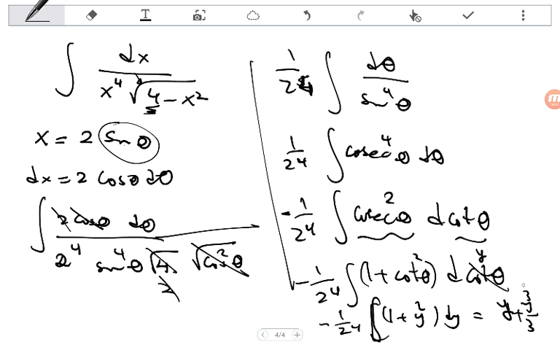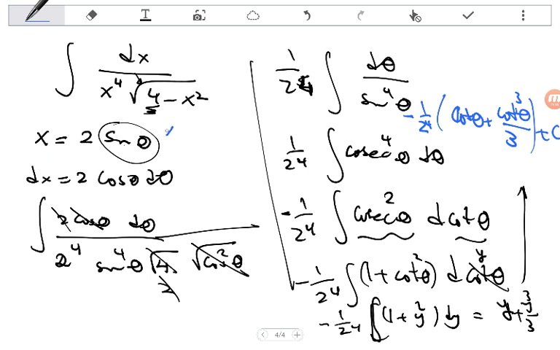Okay, now I return y to theta, which is cotan theta. This will be cotan theta plus cotan cubed theta over 3. This is the result of the integral with some constant here. Okay, there is still one remaining step, which is to replace it with x. How would we do this? Yes, we'll take x over 2 as sine theta.